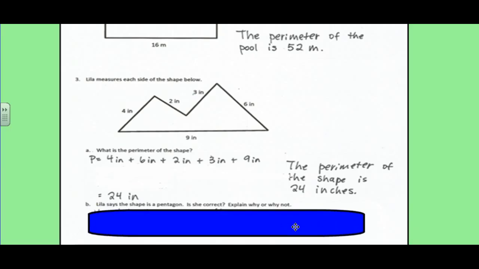So part B says, Lila says the shape is a pentagon. Is she correct? Explain why or why not. Well, a pentagon, this is something that you should remember from like 2nd grade, possibly, or maybe 1st grade. I don't remember when you would have learned this, but a pentagon is a shape that has 5 sides.